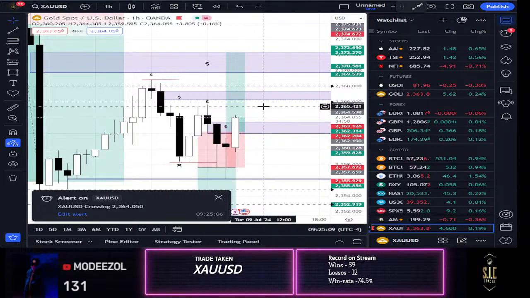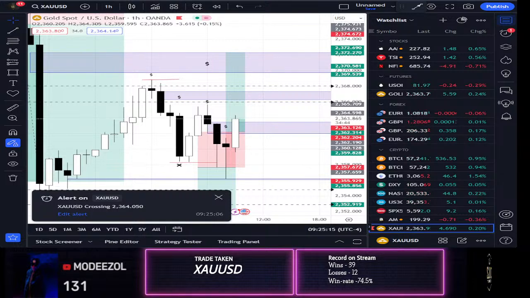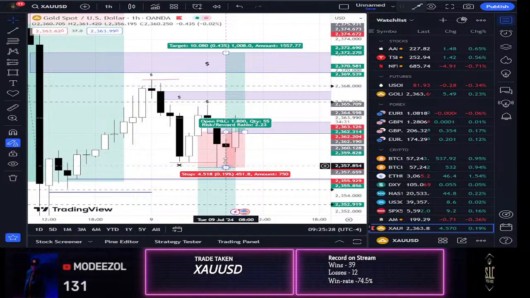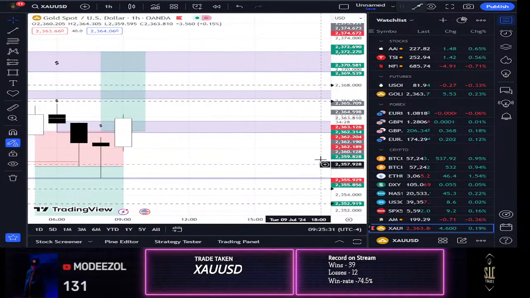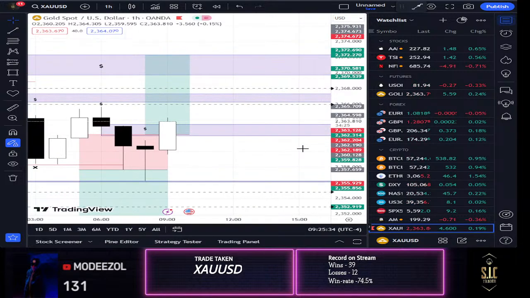TP1 hit. All right, we'll go ahead and protect it. Also make sure that it covers commissions. I cover commissions and I take profits off the table. Easy win. We're going to go ahead and break even on this one. Boom. Done. One and done.